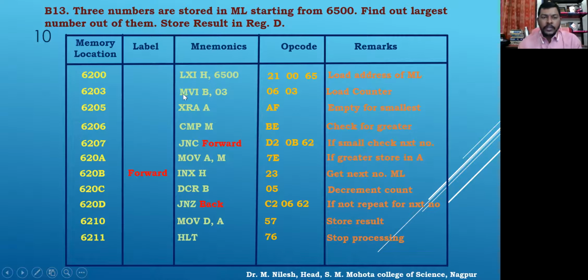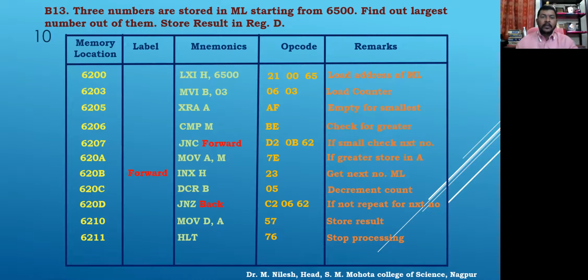So initially, we have started to write a program from 6200, and we have taken the first instruction as LXI H, 6500, that is 21 00 65. This is the memory location address where the numbers are being stored.